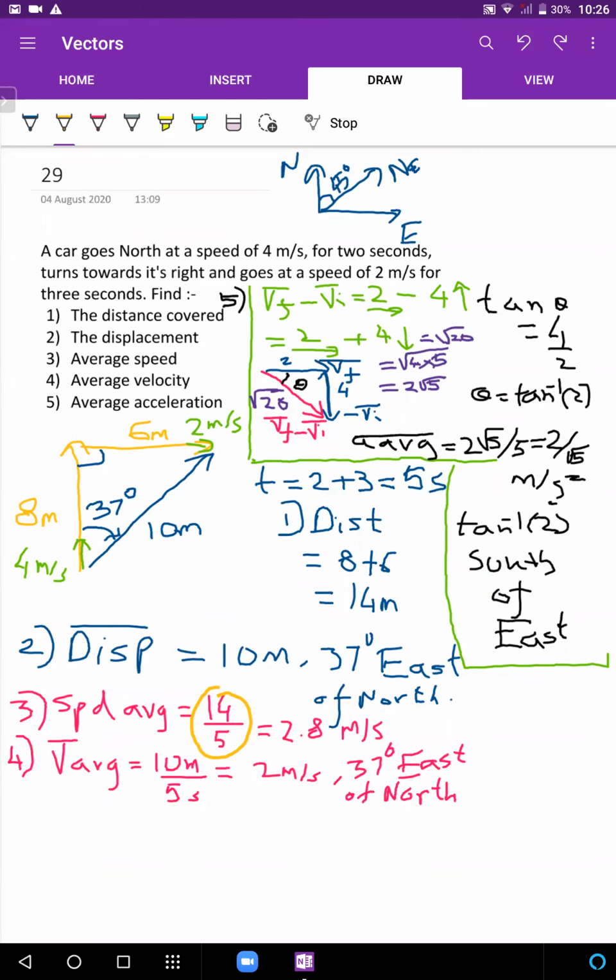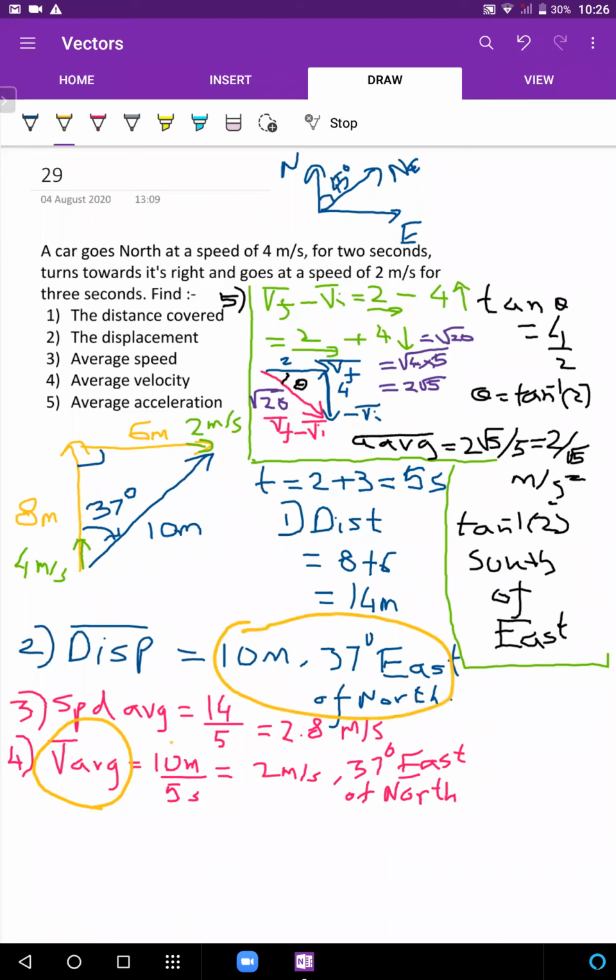Same story for displacement. Same story for average velocity. Average velocity is displacement by time. Now displacement is not written in full, but displacement is this vector.